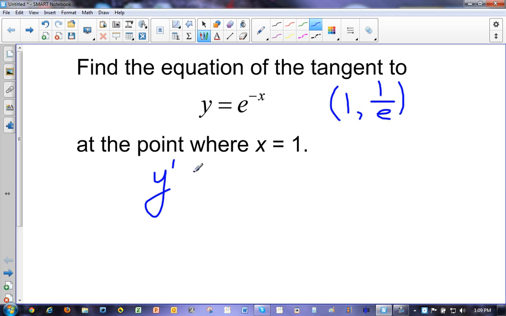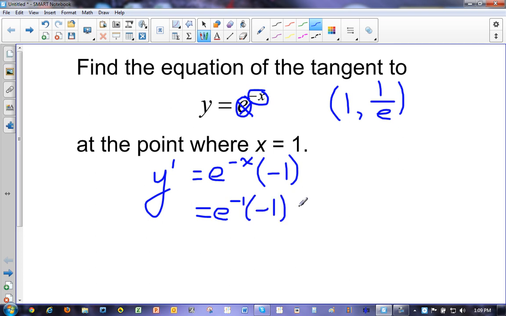So y prime is going to equal the derivative of e to the negative x. The first thing I do is take the derivative of e to the something, which is e to the something, and I multiply by the derivative of that something, and the derivative of negative x is negative 1. So if I plug in 1 for x, then y prime at that point is e to the negative 1 times negative 1, which can be written more simply as negative 1 over e.